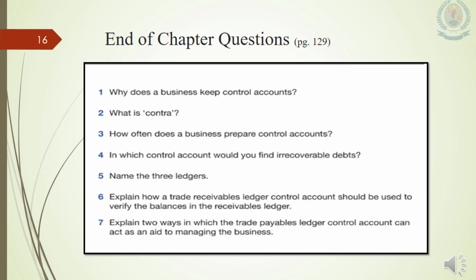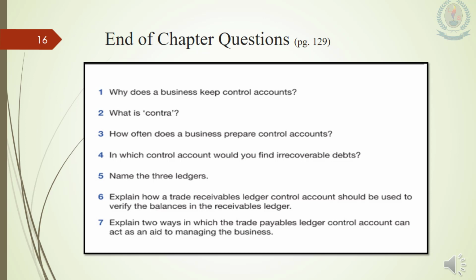End of chapter questions. Turn to page 129. Now we will discuss the end of chapter questions. First question. Why does a business keep control accounts? Now, control account is known as a mini trial balance which helps the business to identify errors if there are any available. So, a business would keep control accounts to act as another check on the trade payables and trade receivables ledgers.